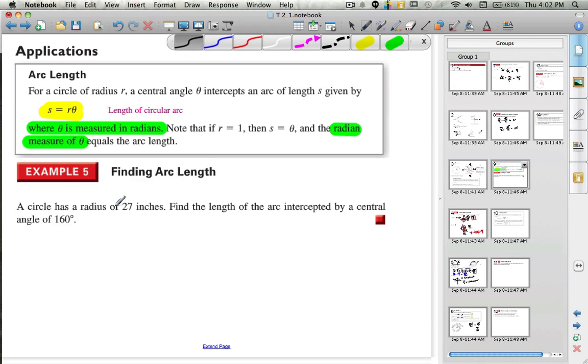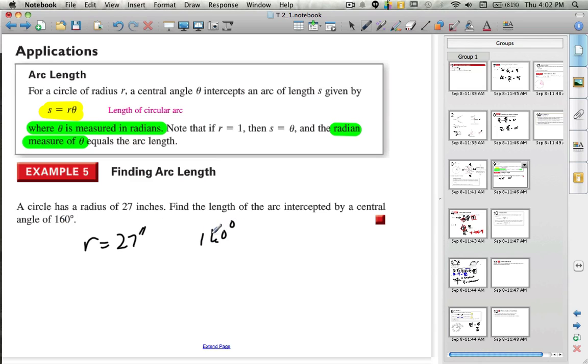Okay, so I have a radius of 27 inches, and I have an angle of 160 degrees, and I'd like to find the arc length. Well, this is a problem because I need my angle to be in radians. This is in degrees, so I'm going to convert it. So I can take out 10, and I can, let's see, 8 and 9, factoring out a 2, so this becomes 8 pi over 9.